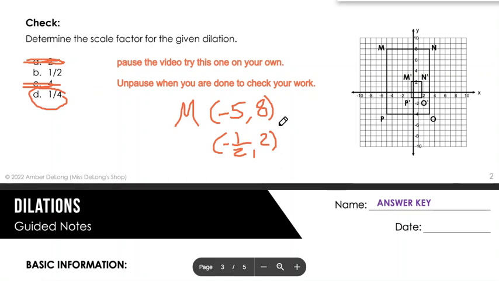All right, so that's dilation. Dilation is making an image either bigger or smaller. If it's getting bigger, your scale factor is larger than 1. If it's getting smaller, your scale factor is smaller than 1, all right?